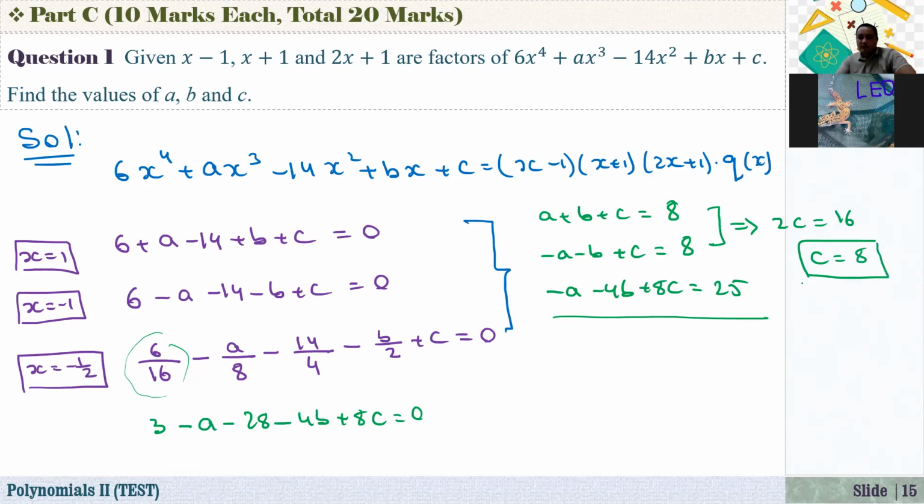Okay. So which means that now if I simplify this from the first equation, A plus B then should be equal to 0, right? Because C is equal to 8. The third one, minus A minus 4B should be equal to, C is equal to 8, 8 times 8 is 64. 25 minus 64 is equal to, what is it? Minus 49. No, minus 39.